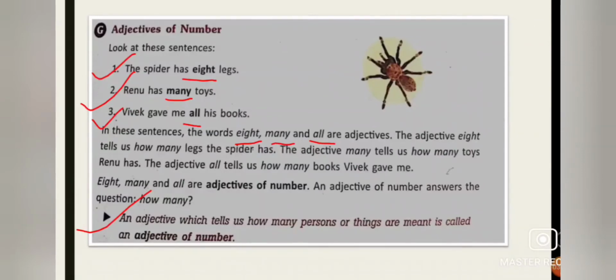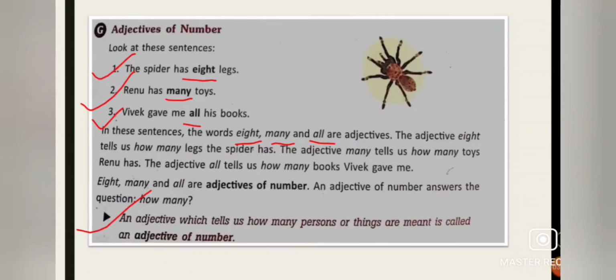Next, adjective of number. Look at this sentence. Number 1. The spider has 8 legs. 8 is the adjective of number. Number 2. Renu has many toys. Many is the adjective of number. Number 3. Vivek gave me all his books. All is the adjective of number.